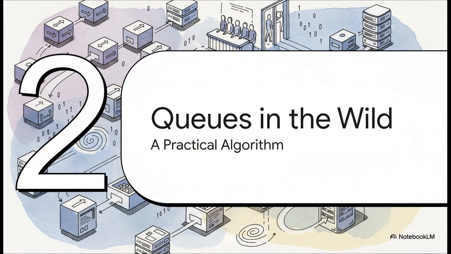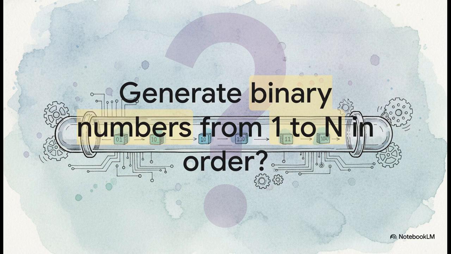Okay, so we've got the theory down. Now let's see how the super simple rule can become a surprisingly powerful tool for solving a real, practical problem. So, picture this problem. You need to generate every single binary number from 1 up to some number n. And the catch is, they have to be in the correct numerical order. So if n is 4, you'd need 1, 10, 11, then 100. How would you even go about doing that?